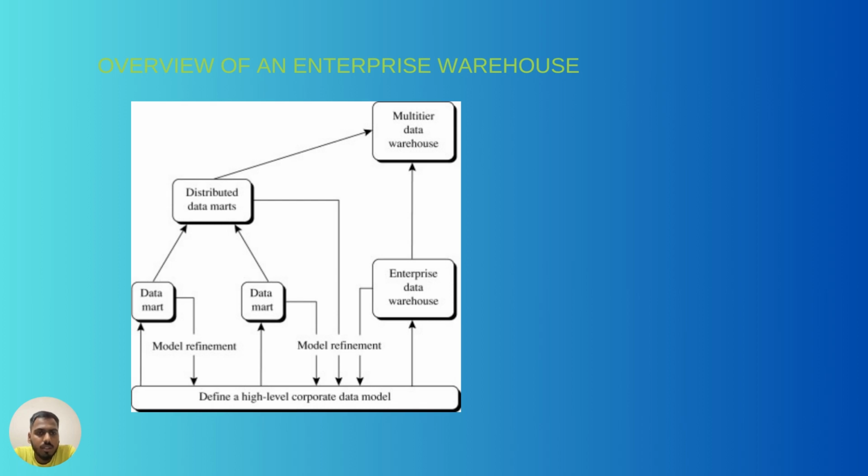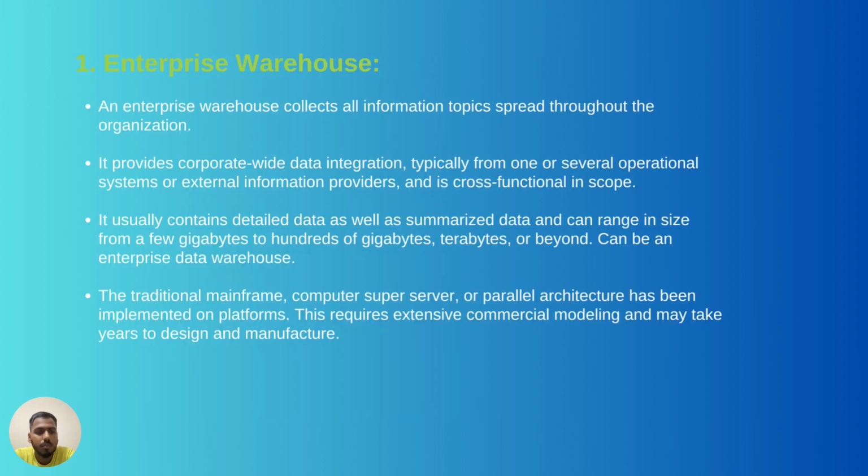The enterprise data warehouse sends the data to the multi-tier data warehouse, and this is an overview of an enterprise data warehouse, which typically contains a few gigabytes to hundreds of gigabytes, terabytes or beyond of summarized data. As also mentioned, traditional mainframe computers, super servers or parallel architecture platforms have been used to implement it.